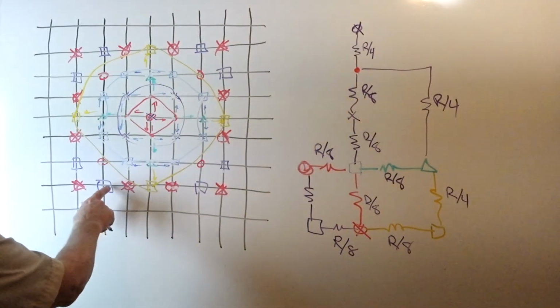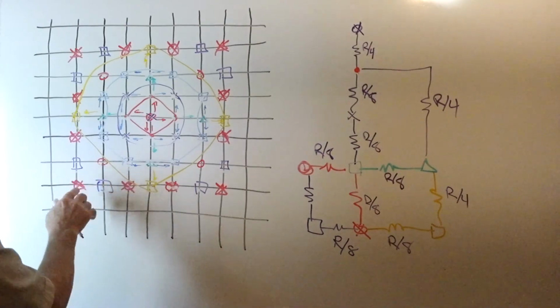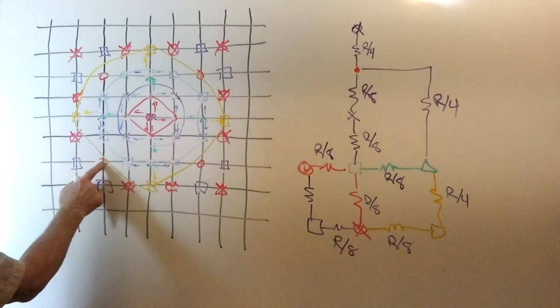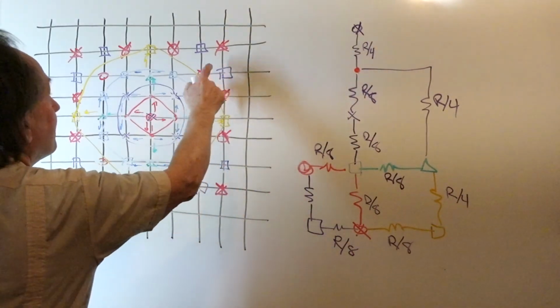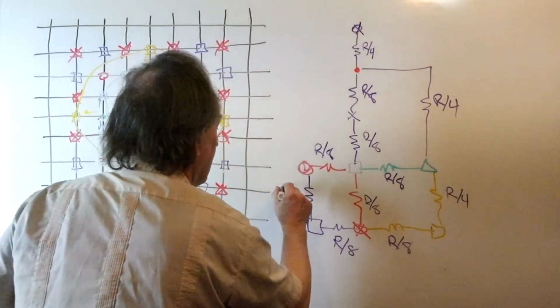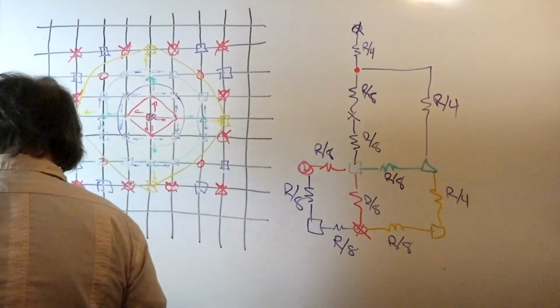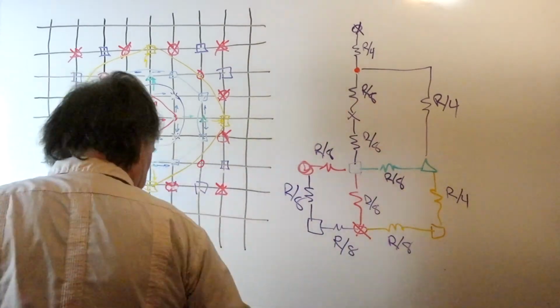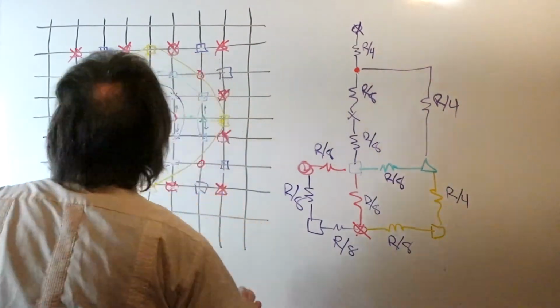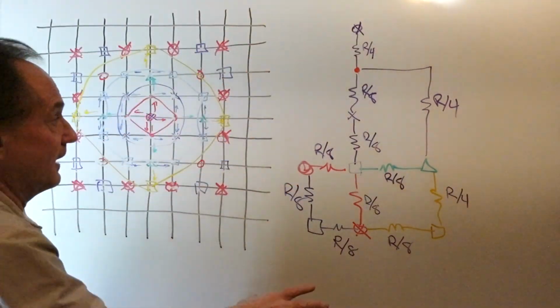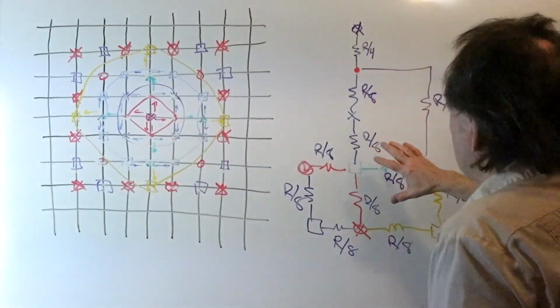How about from the purple square to just the circle? Well, we have 1, 2, 3, 4, 5, 6, 7, 8. Again, R over 8. So you can see the method here. You can go out further on the grid, and now we have an equivalent circuit.